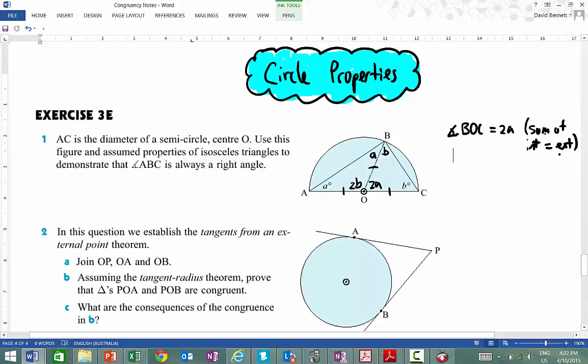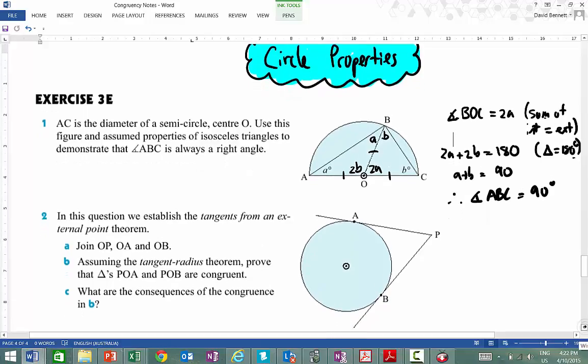Now we know that in a triangle, 2A plus 2B has to equal 180 degrees, because the angle sum of a triangle equals 180 degrees, and so therefore A plus B has to be equal to 90 degrees, so therefore angle ABC equals 90 degrees. So that's the little proof that we need to do for that first one.